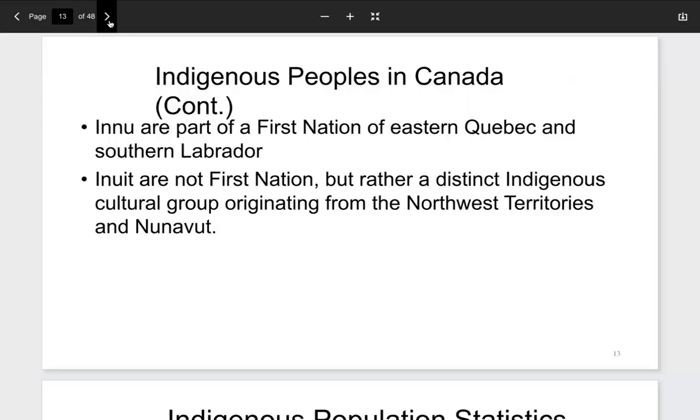So then we also have the Innu. They are part of the First Nation of Eastern Quebec as well as Southern Labrador. And the Inuit are actually not First Nation, but they're a distinct Indigenous cultural group originating from the Northwest Territories and Nunavut. So that's why I mentioned it's helpful to have a conversation with the Indigenous community that you are working with to really understand what their cultural identity is, because there is a lot of variation between the cultural groups.